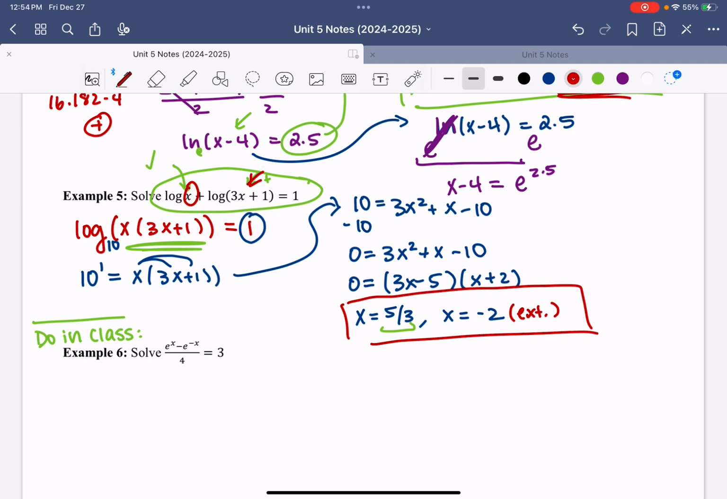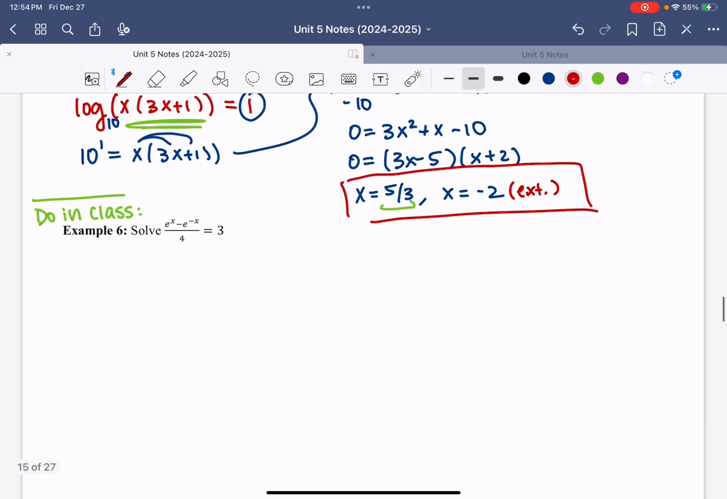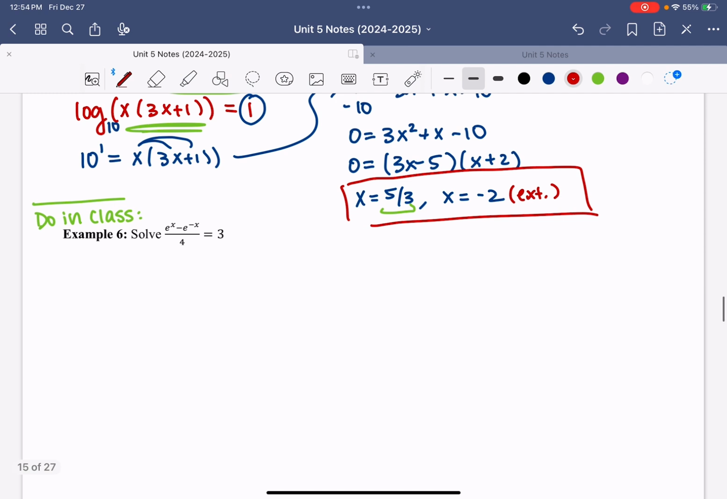All right, okay. That's all we're going to do in this video. The next example that we have is going to use a couple different properties and a new kind of method that we maybe haven't used or seen before. So it's better to do it in person.